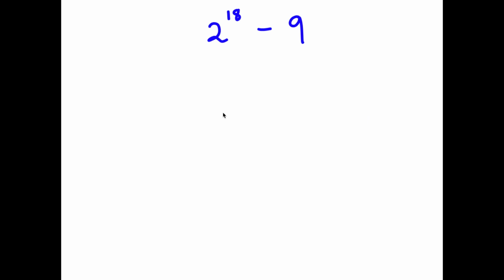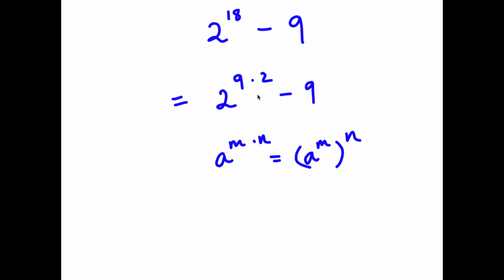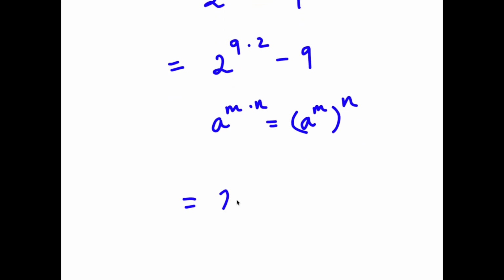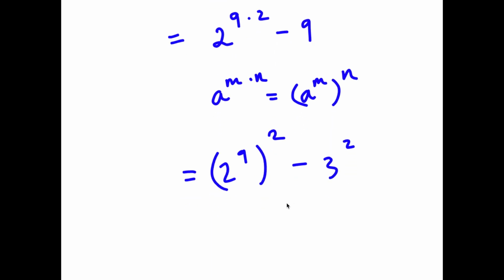Alright, so in this problem, I have 2 to the power of 18 minus 9. So to solve this, I'm going to first start by rewriting 2 to the power of 18 as 2 to the power of 9 times 2. And if I have something in the form a to the power of m times n, this is equal to a to the power of m to the power of n. So 2 to the power of 9 times 2, that's going to equal 2 to the power of 9 to the power of 2, minus 9 is the same thing as 3 to the power of 2.